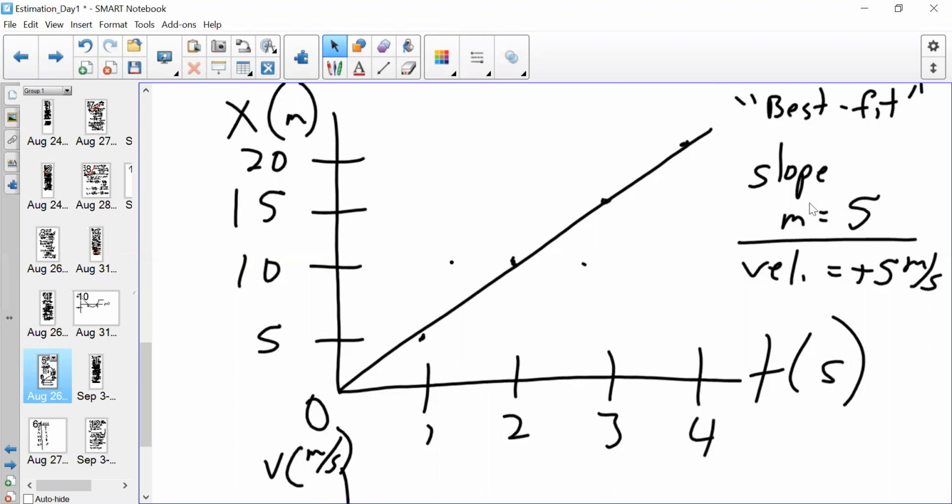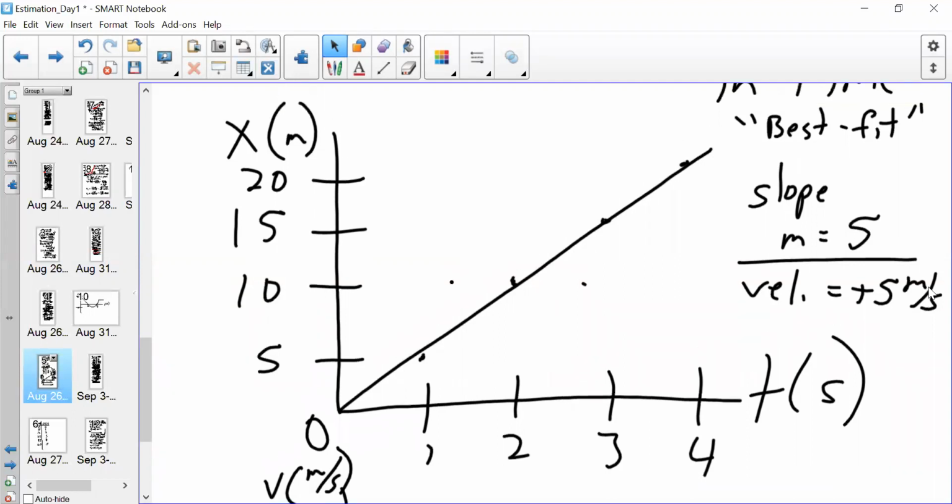For example, we did the most extreme, 20 minus 0 divided by 4 minus 0, we get 5. So if we did 15 minus 5, we get 10. 3 minus 1 divided by 2 is also 5. So the slope is constant between any 2 points, and that slope won't change, as you can see. And that slope represents a velocity anywhere, everywhere. It's your average. So your best fit line represents your average velocity. Any questions there?